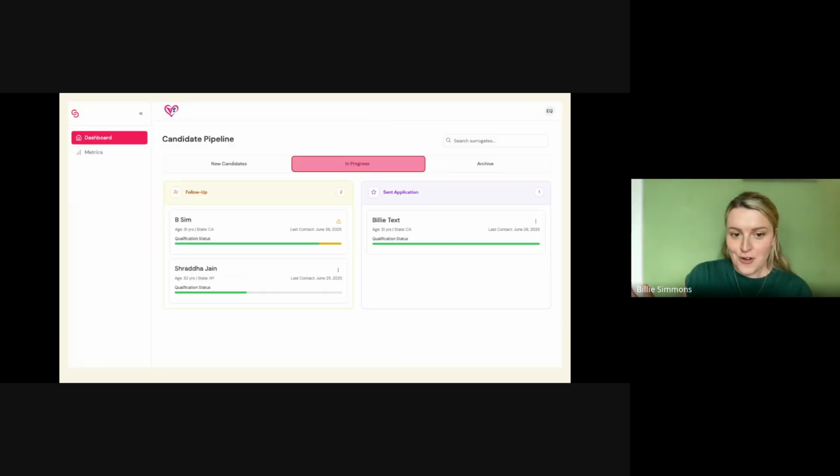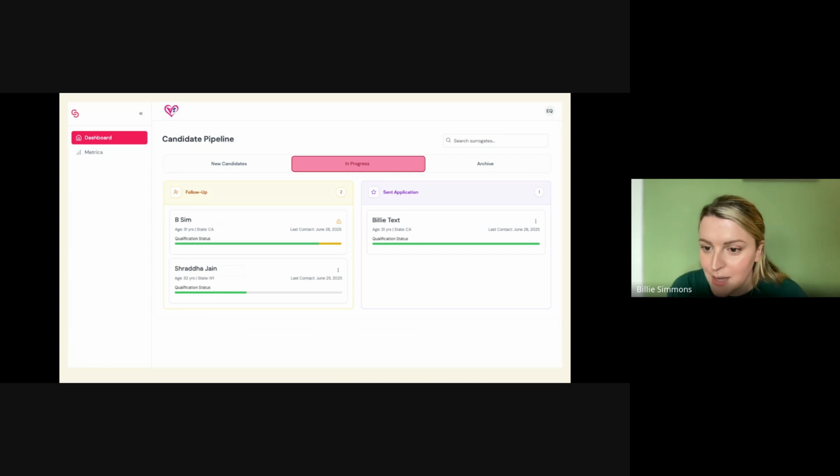And then we have our in progress slide. So follow-ups that are being done. Riley's able to do automatic follow-ups. So she can text people, on a cadence that you would set, in order to get them to finish this initial qualification.